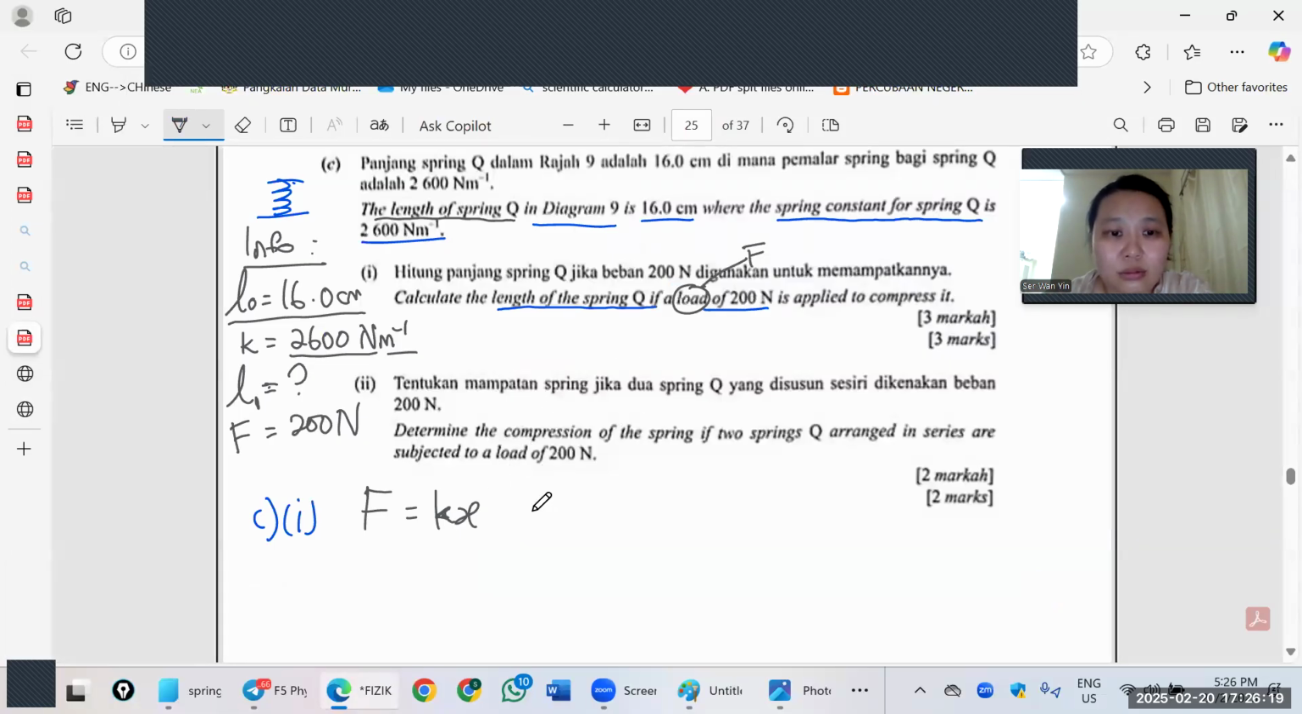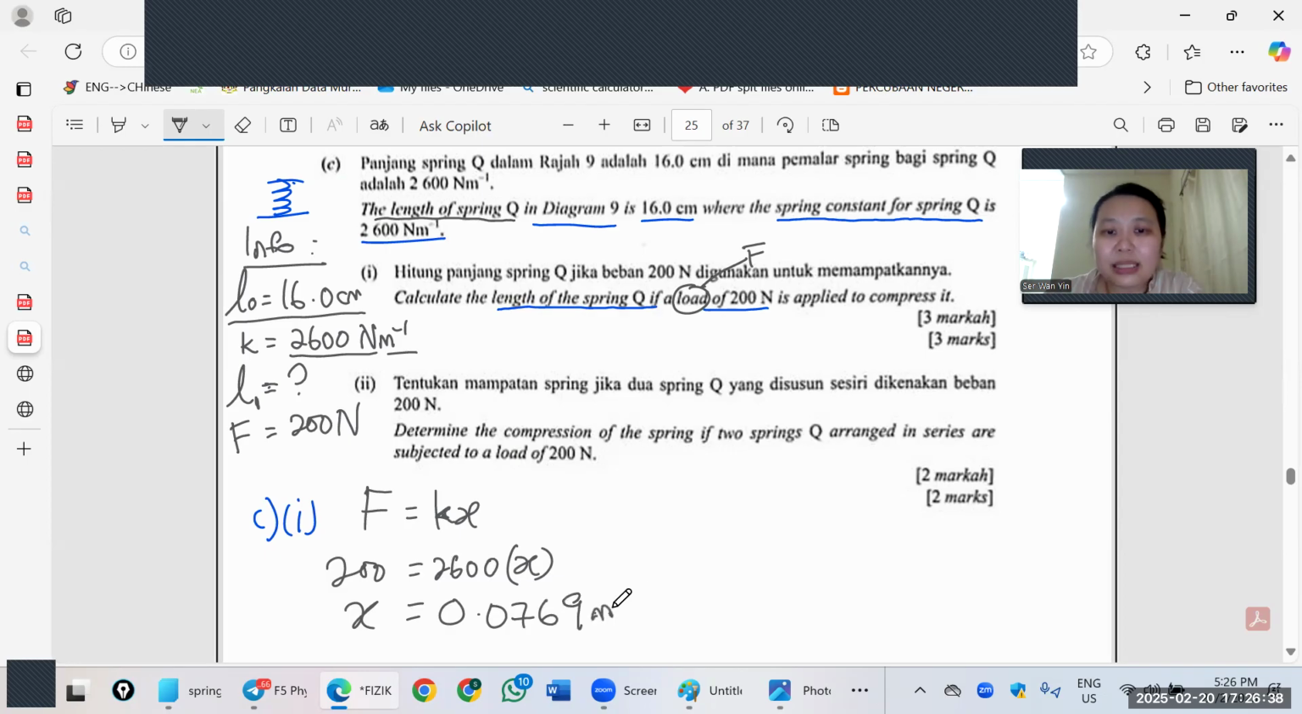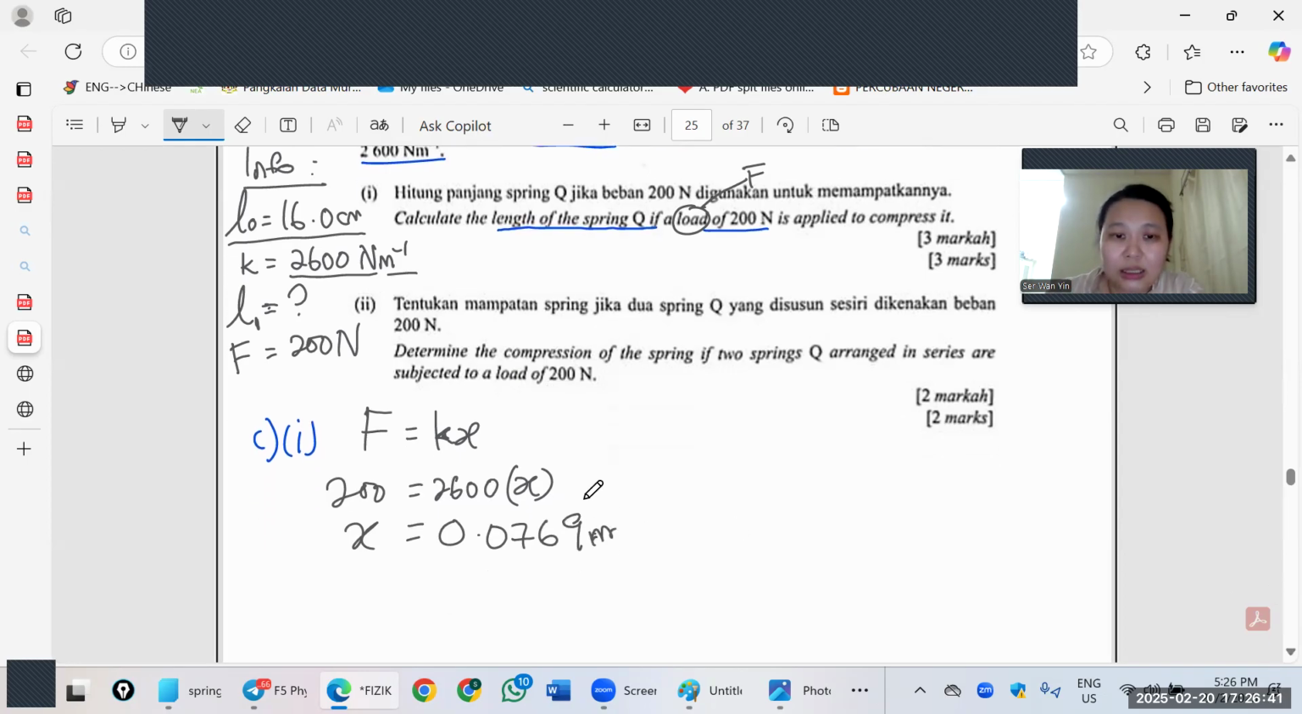Okay, so F is 200, K is 2600, X. Then we will get X equals to 0.0679 meter. Because this is in meter, so you will get it in meter. So you can change to cm, because your original is in cm. So you will get 7.69 cm.